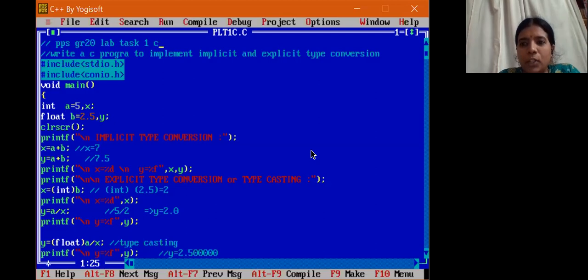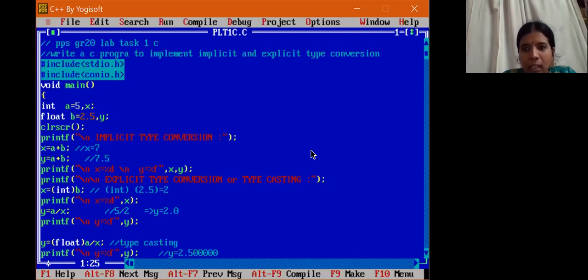So what is type conversion? The process of automatically converting a lower data type to a higher data type in C, which does not involve any kind of data loss and which is temporary, is known as type conversion, or specifically implicit type conversion.